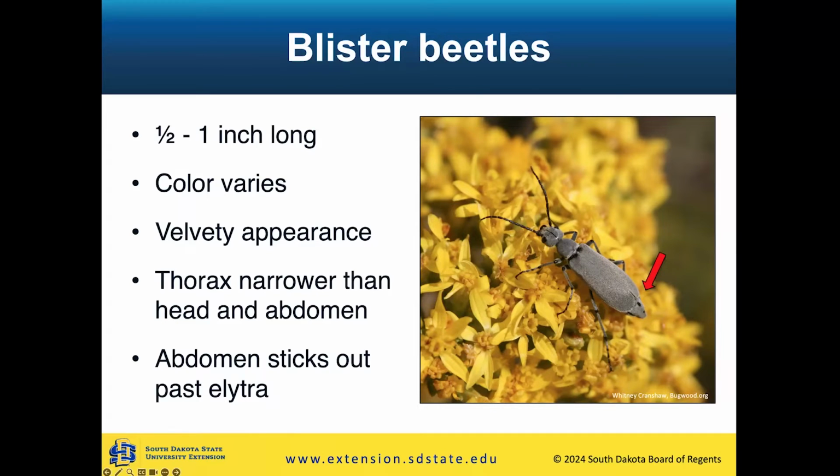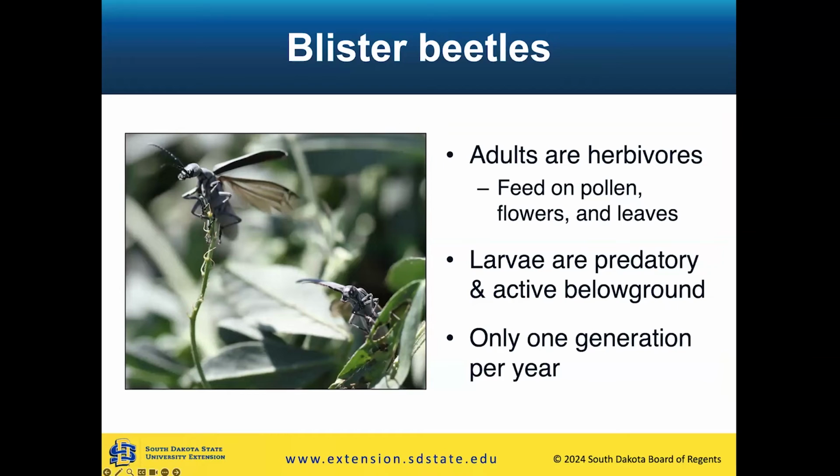And then the other thing is the abdomen will always stick out past the elytra. It's a lot more pronounced with the females. They'll have a little bit bigger abdomen, and it's going to be sticking out. But you can see under the elytra, that's the hardened wings on the top, you'll see the abdomen coming out the bottom.